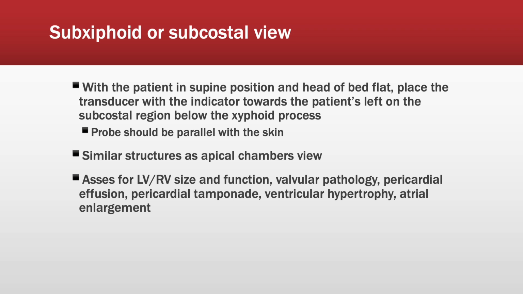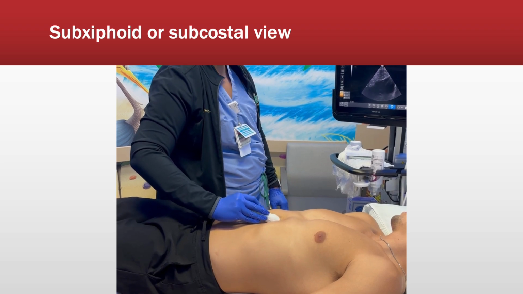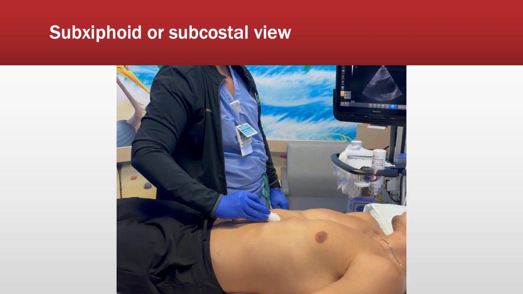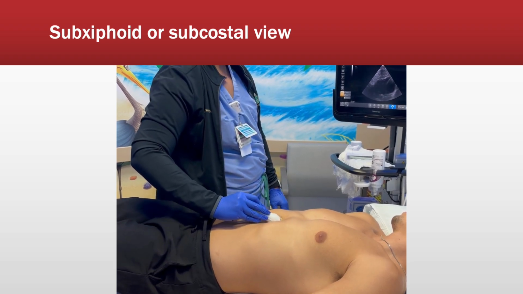In this view, we're essentially going to see similar structures as the ones that we saw in the apical 4-chamber view, which includes the left and right ventricle and the left and right atrium with the corresponding valves in between. And again, the same assessment that we did in the previous image, we could do in this one. So here you can see a video of myself with that overhand grip that I mentioned earlier that will allow me to drop that probe as low as possible to obtain my subxiphoid view, as I mentioned before.